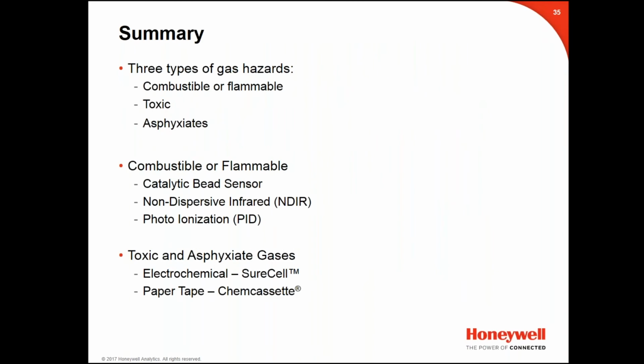So kind of a quick summary is that we've gone over the three types of gas hazards: flammable or combustible, toxic, and asphyxiates. We've talked about catalytic bead sensors. We've talked about non-dispersive infrared and how photoionization detectors work. We've talked about the electrochemical and the paper tape technologies, or ChemCassette, that can be used to detect toxic and asphyxiate gases.